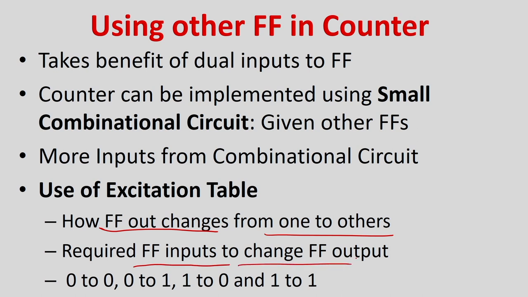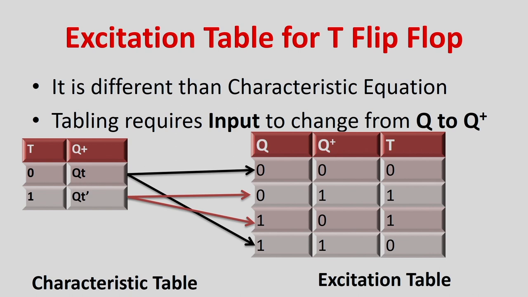Suppose we want to change from 0 to 0, what should be the input? What will be the required flip-flop input to change the flip-flop output? If you want to change the output from 0 to 1, what should be the input? If you look at the excitation table, what we want is the input needed to change from the present output to the desired output. So this is the excitation table of the T flip-flop. It is different from the characteristic equation. This one is the characteristics of the T flip-flop: whenever T is equal to 1, it complements its output.